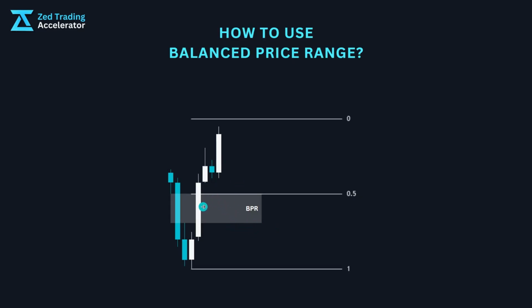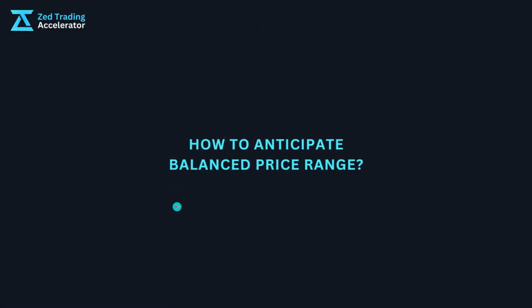So as we can see, this BPR is exactly at the discount zone, all right? So we want to see price go back down into the discount zone, overlapping into that BPR, and we can enter right there for our long entry. Alright, so as we can see right here, the price perfectly went down into the discount zone at the same time reacting to that balanced price range. Alright, so this is the best part.